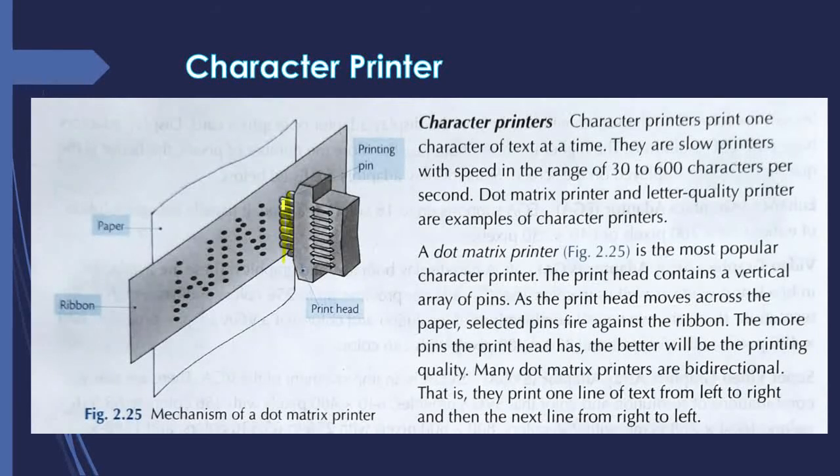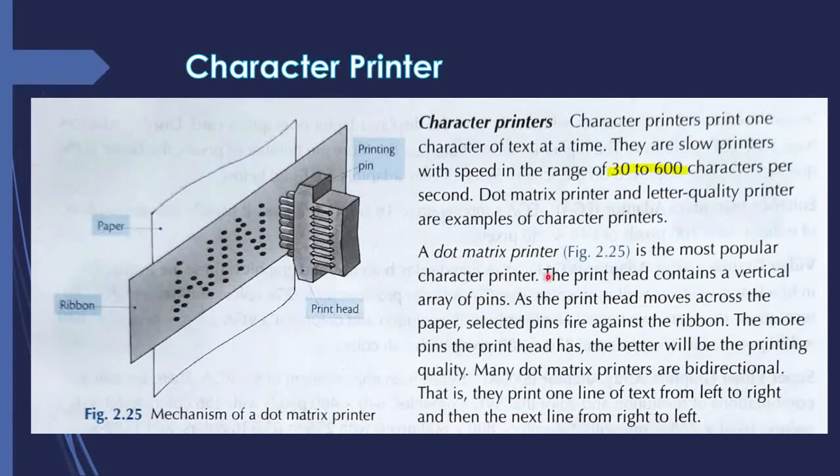Okay, character printers print one character of a text at a time only. They are slow printers with speeds in the range of only 30 to 600 characters per second. Dot matrix printers and letter quality printers are examples of character printers, which we can often see at billing counters, where the printing is done by dot matrix printers.